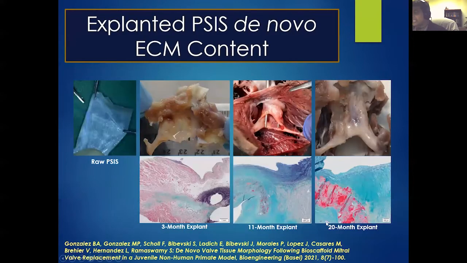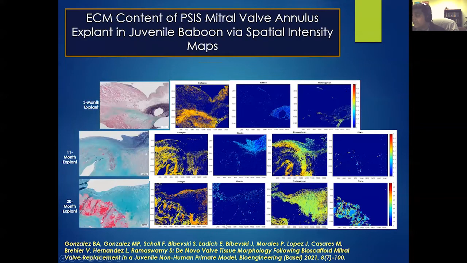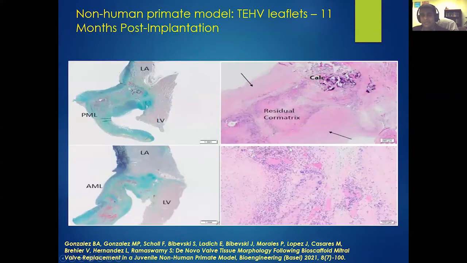And then we actually explanted a lot of these valves, looking at their biochemistry and the histology. What we ended up finding was that there was a lot of tissue formation, even as early as 3 months post-implantation. However, we found that there wasn't much elastin content in the valve. There was a significant collagen and proteoglycan content, also some fibrin. But we also noticed there was roughly about 5 to 10% of the valve, in this case, you can see even at 11 months post-implantation, where there was still some PIECES bioscaffold.